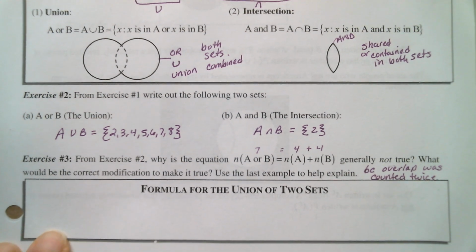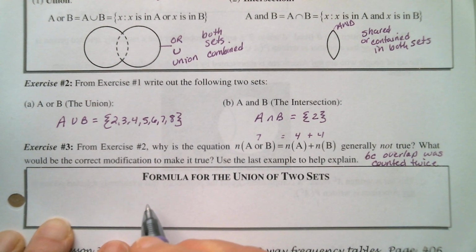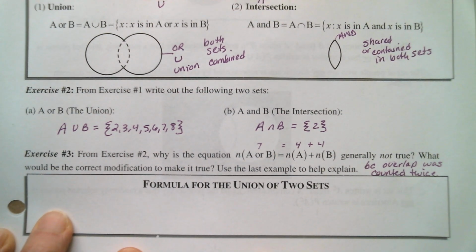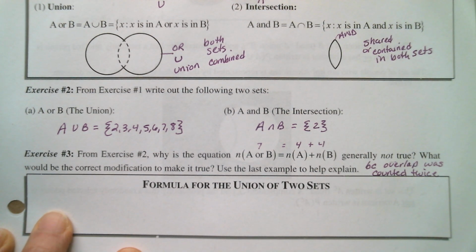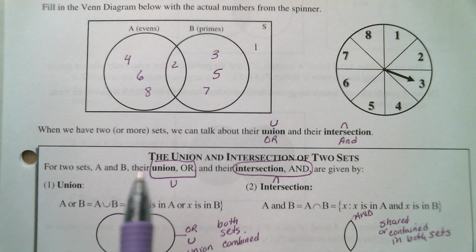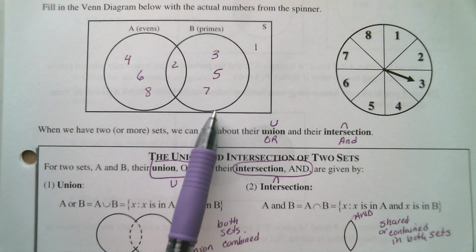So a formula. What do we do? How do we get it to equal? Well, I think I mentioned this, I'm not sure in what video before, or maybe it was just the last lesson, but maybe not. Since this overlap was counted twice, we can just subtract the overlap one time.